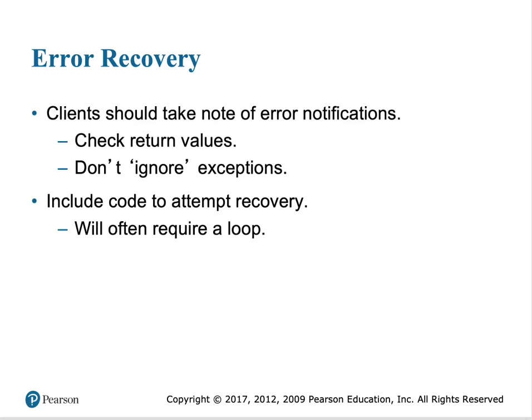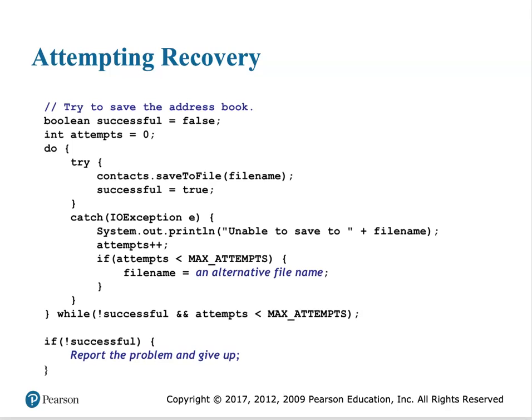Generally speaking, if we're trying to do something and it could fail, we're going to be in a loop. We're going to try to do this, and if it doesn't work, we need to resolve and give it another shot. So let's look at this with the possibility of attempting recovery for saving the address book. We're going to start off assuming that we're not going to succeed, and we have made no attempts. Then we want to try to save and catch if there's a problem while we're not successful and we haven't tried too many times.